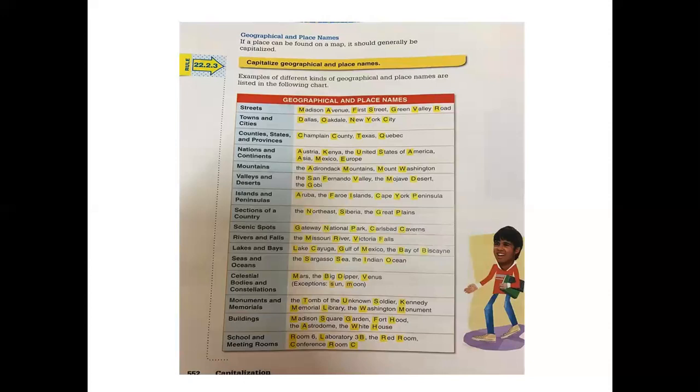Valleys and deserts, the San Fernando Valley, Mojave Desert, Gobi Desert, all the names. Then islands, Aruba Island, Faroe Island, Cape York Peninsula. Sections of a country like the Northeast or Siberia, the Great Plains. Scenic spots like Gateway National Park. Just one minute.